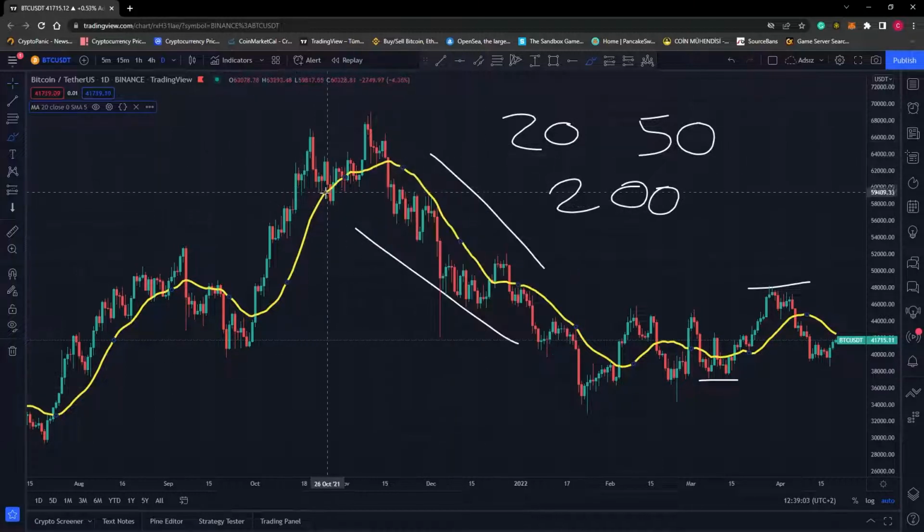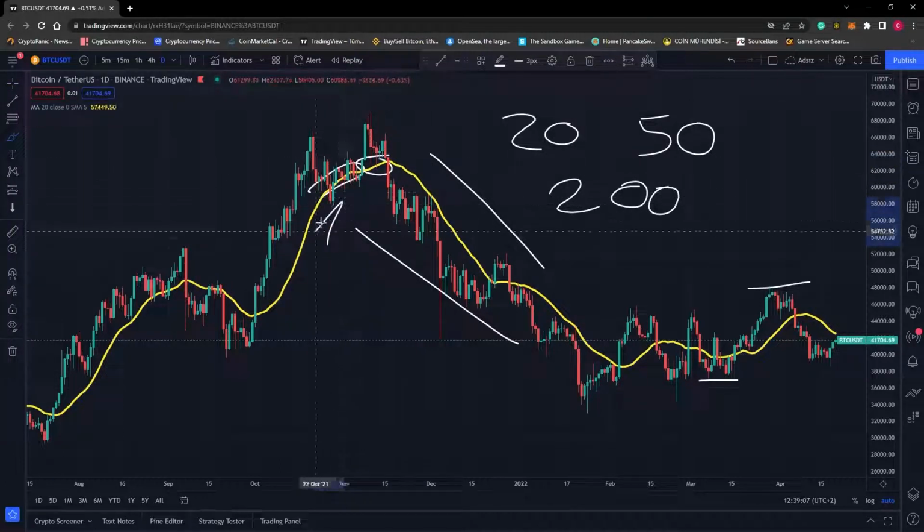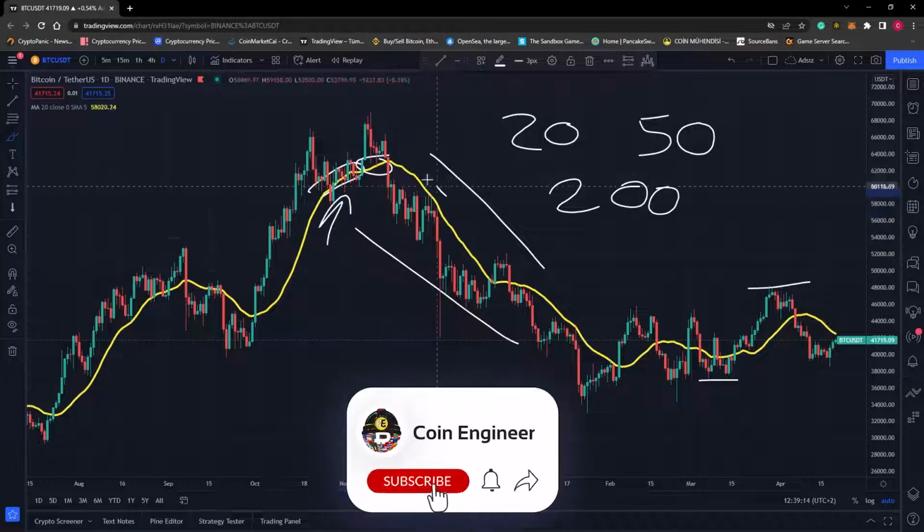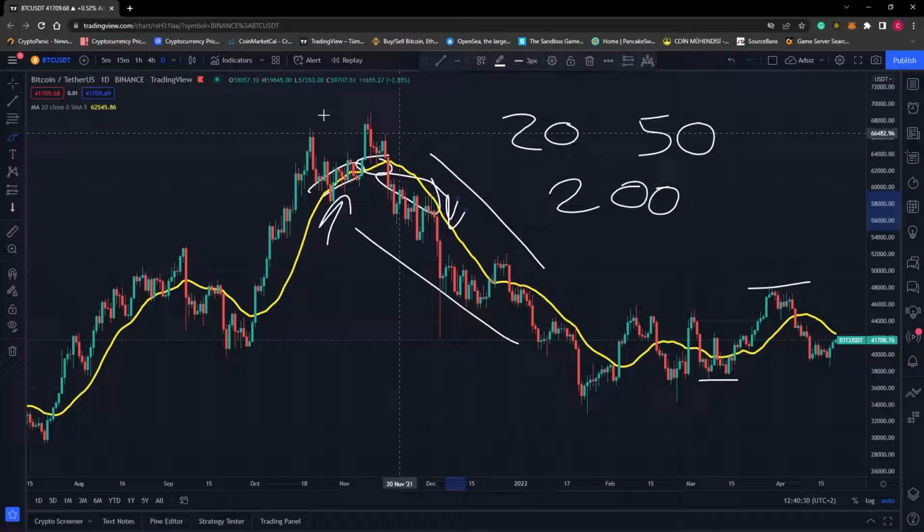As you can see, when the price is above the moving average, it uses this line as a support level, and when the price is below the moving average, it uses this line as a resistance level. But never forget, it takes more than a single indicator to make a profitable trade.